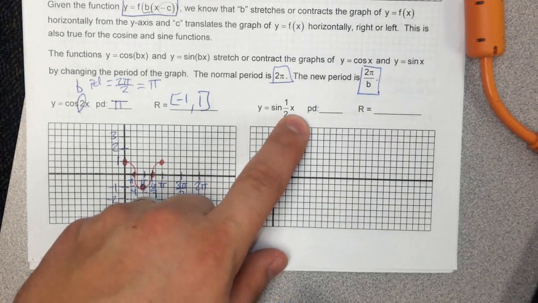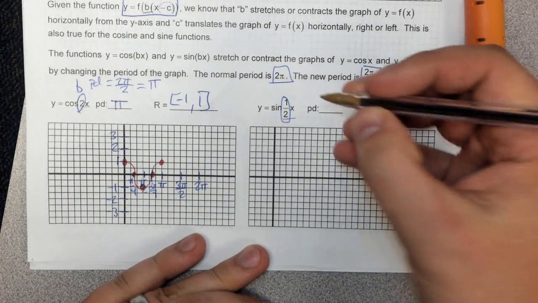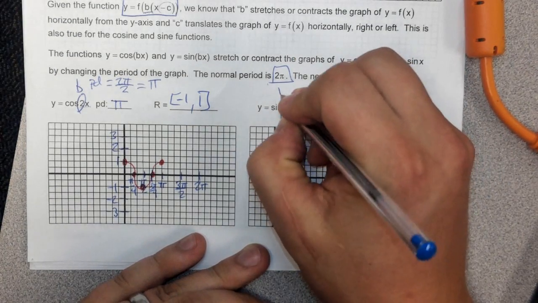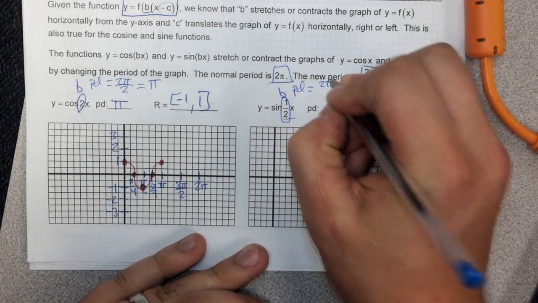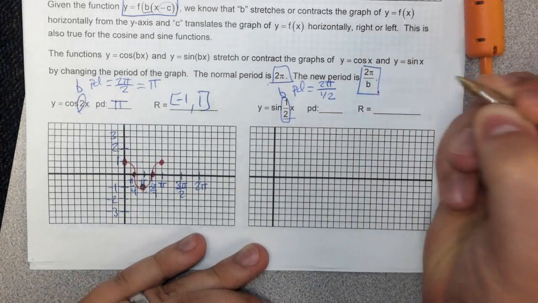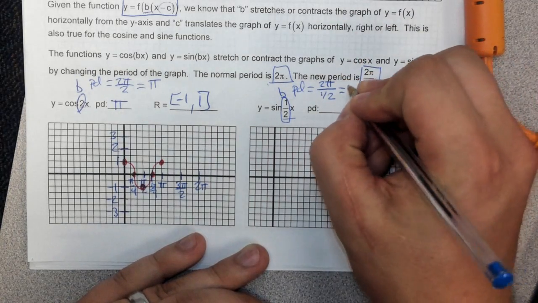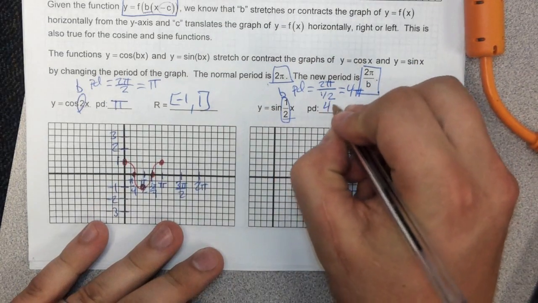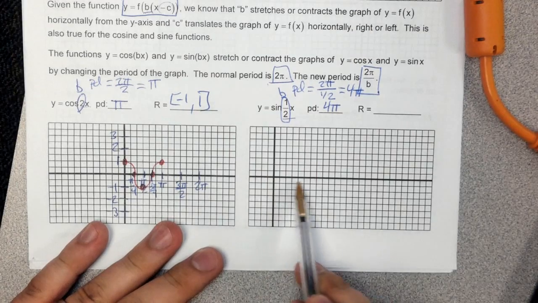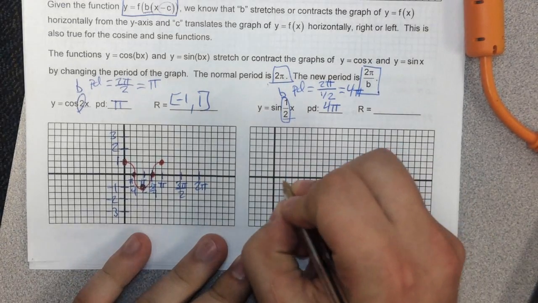Y equals sine 1/2 x. So now my b in this case is going to be 1/2. Since b is 1/2, our new period is going to be 2 pi divided by 1/2. Okay, when you divide by a fraction, it just flips and multiplies. So it's actually going to be 4 pi. So now instead of our period being a regular 2 pi, now it's 4 pi, and that's why we gave ourselves lots of room on this one, because it's going to be really wide. So we need to make sure we scale this right.